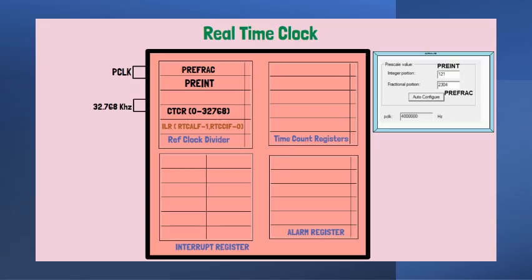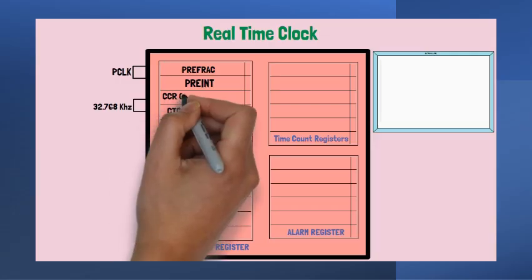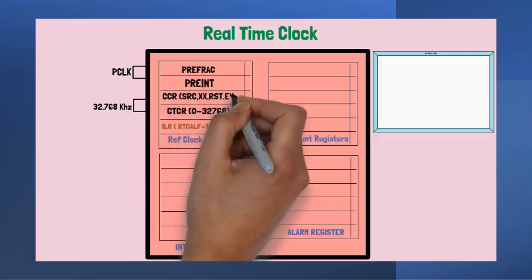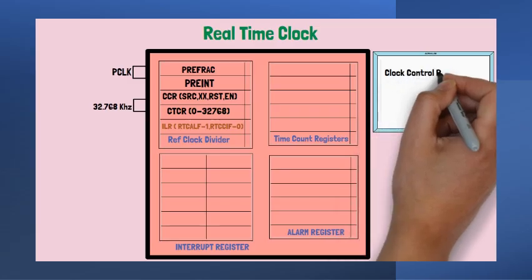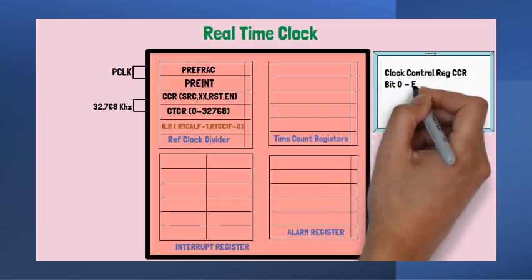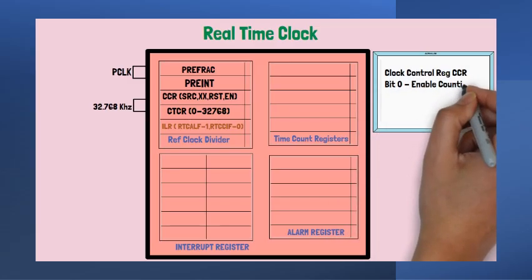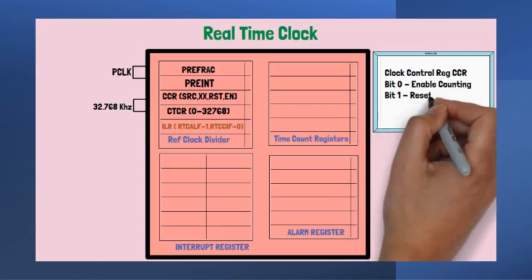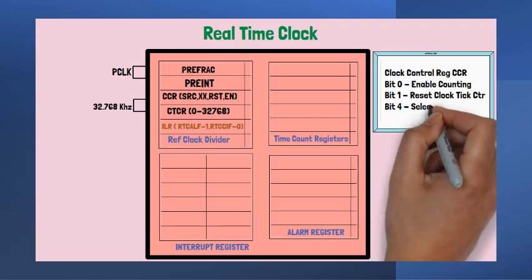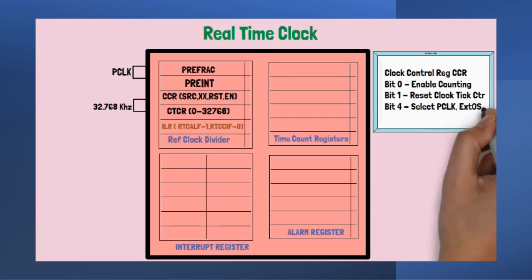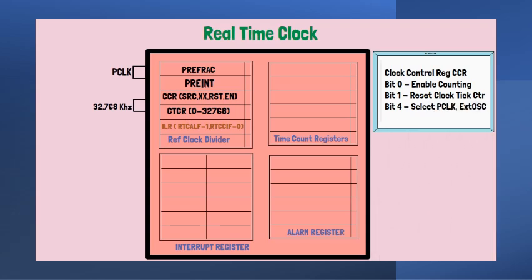The clock control register, CCR, is a 5-bit register and controls the clock divider circuit. The first bit, when set, enables the counting operation of the time registers. The second bit resets the clock tick count register, while the fourth bit controls the clock source. If this bit is set, the external quartz oscillator drives the clock tick counter, else the peripheral clock with the pre-scale registers drives the clock tick counter.